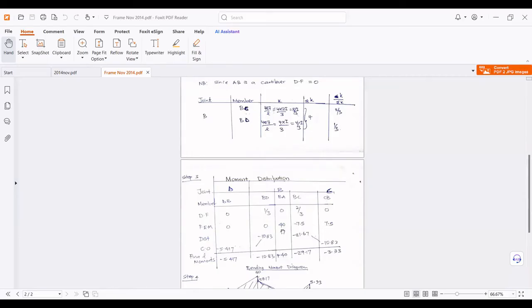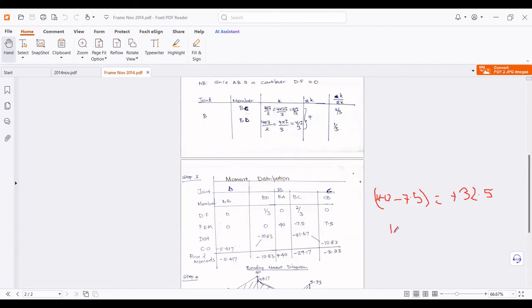Now the out of balance moment here is 40 minus 7.5. Now this is the out of balance moment, and this is what you are going to distribute. So if you do a calculation there, 40 minus 7.5, you get positive 32.5. So this is now the out of balance moment. So the balancing moment will be negative, and it's going to be distributed according to this distribution factor.